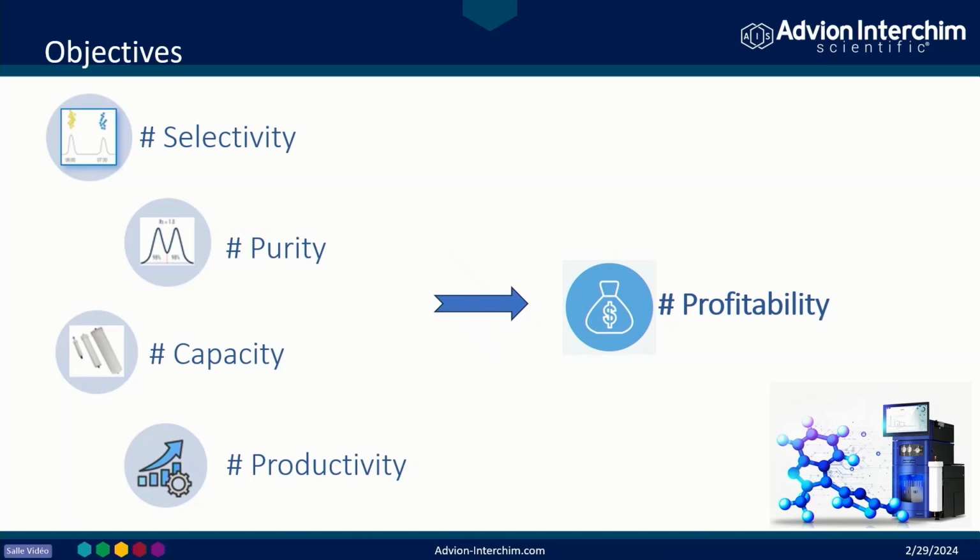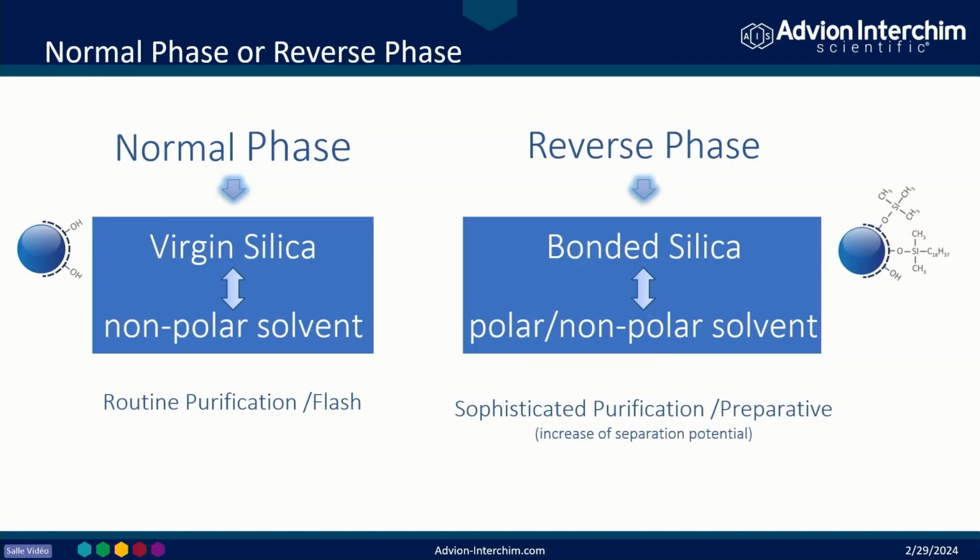So for your purification, how to choose between normal phase and reverse phase? It depends, of course, on the compounds that you have to purify. But generally, the normal phase with virgin silica is used for routine flash purification. And reverse phase with bonded silica is used for more sophisticated purification to increase the potential of separation.